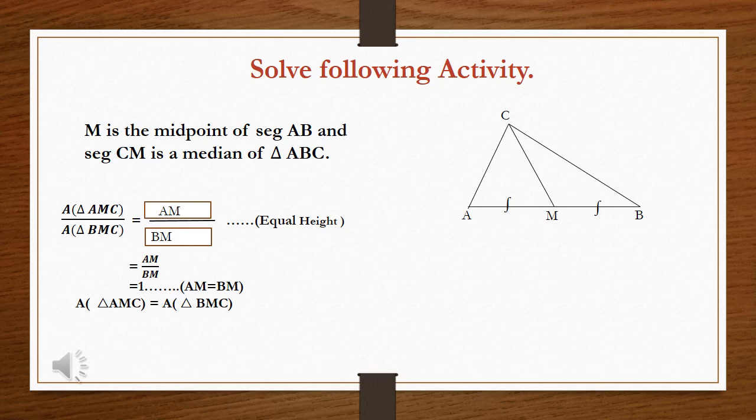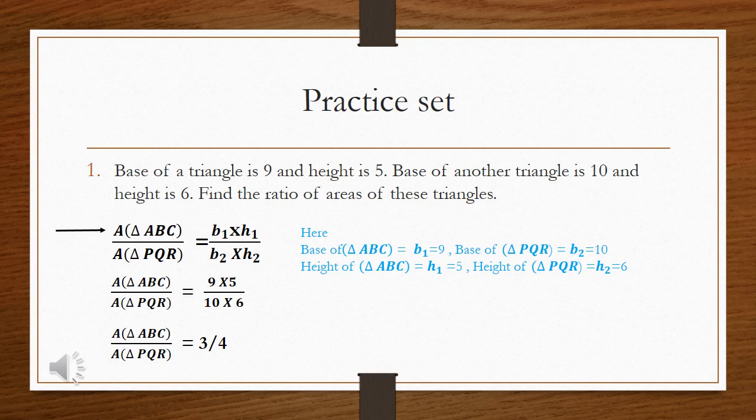That means we can say that if the height and base of both triangles are the same, then their areas are also the same. Now follow practice set, example first. Base of a triangle is 9 and height is 5. Base of another triangle is 10 and height is 6. Find the ratio of areas of these triangles.